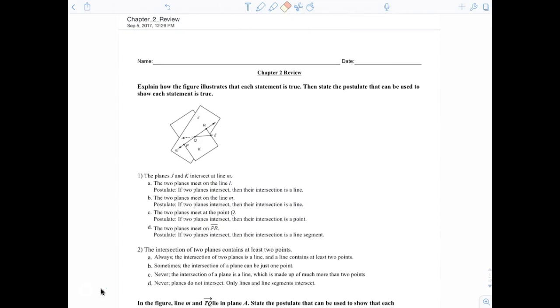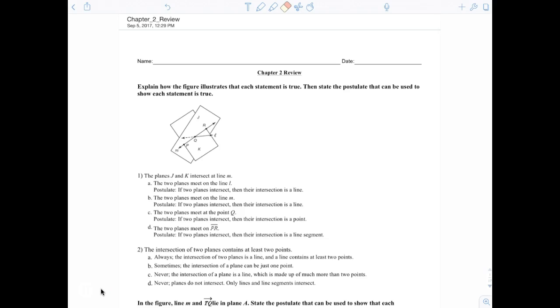All right, so chapter 2 review. Like I was trying to tell you, I think this is relatively simple. A couple of proofs might be a little tougher, but let's take a look at the first problems here.